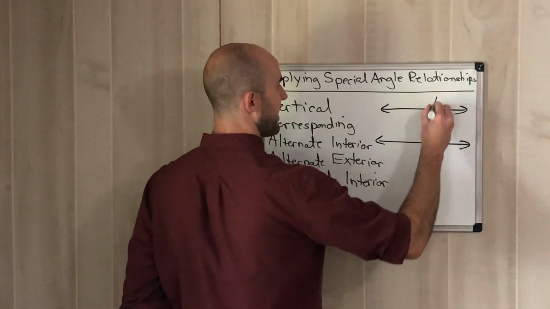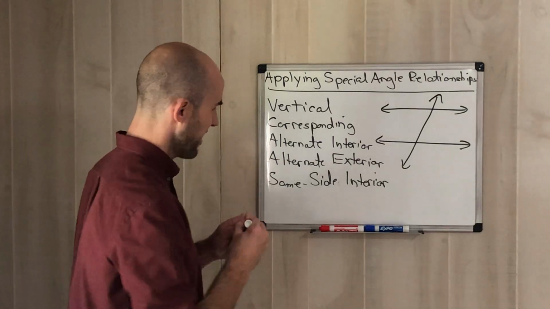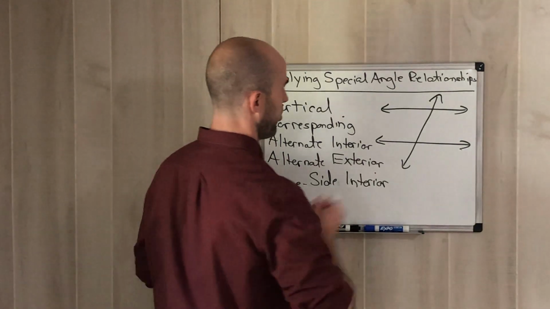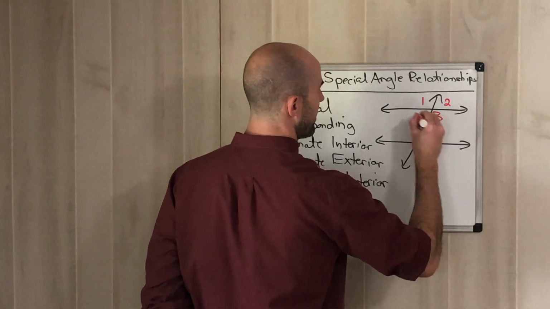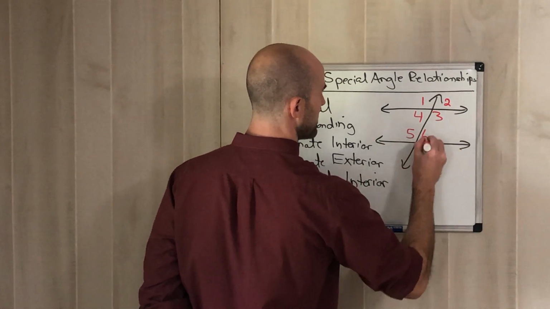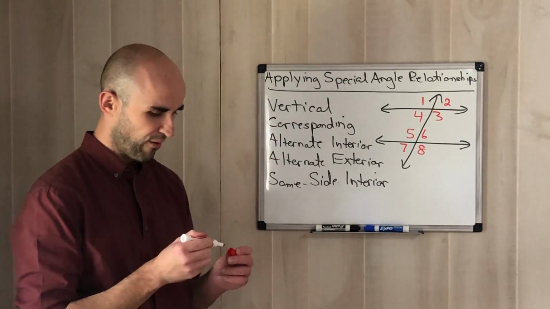And we had 2 lines that were cut by a transversal. And then we had a bunch of angles that we had located there, right? Which we'll call just angle 1, angle 2, 3, 4, 5, 6, 7, and 8, right? So just again, a little bit of practice from the other day.